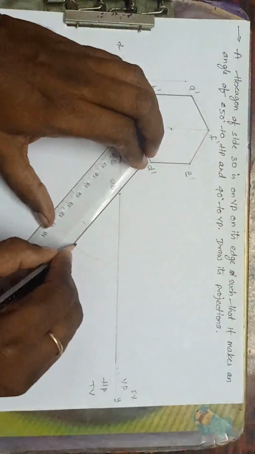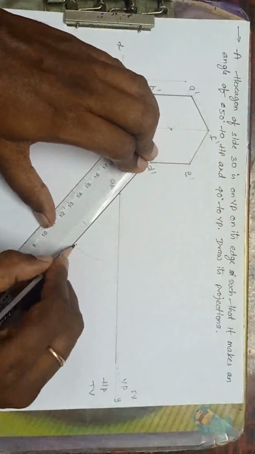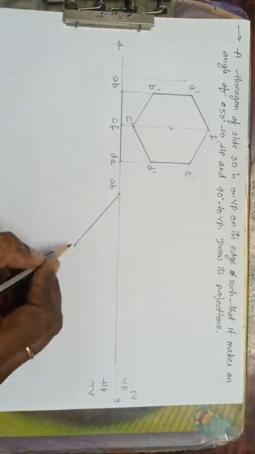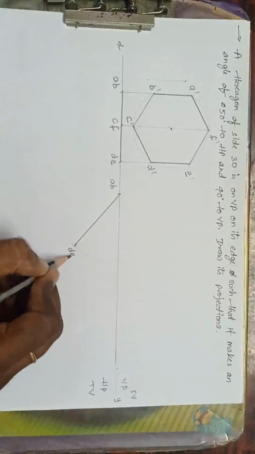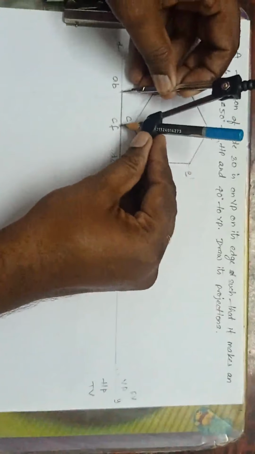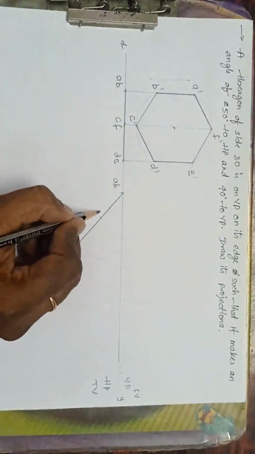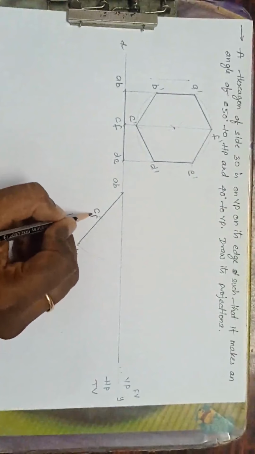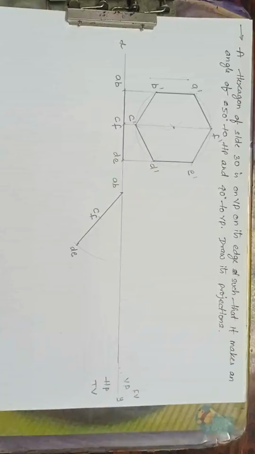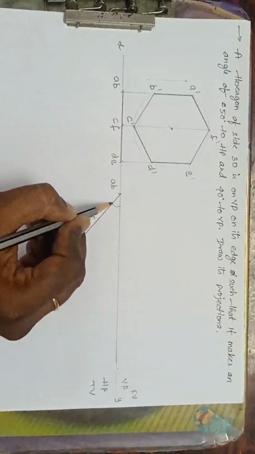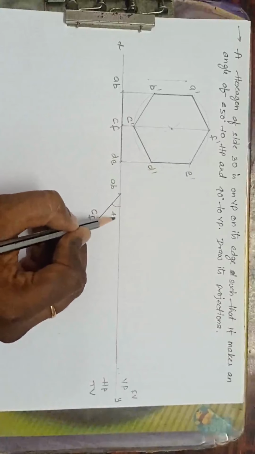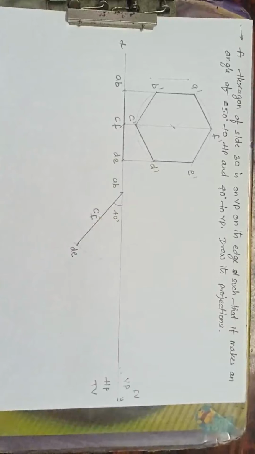Just join up to the extreme end. Now what is this point? This is DE. Next I want CF. What to do? Take radius AB to CF. Cut here. C and F. Over. Now this angle is at 40 degrees to the VP.